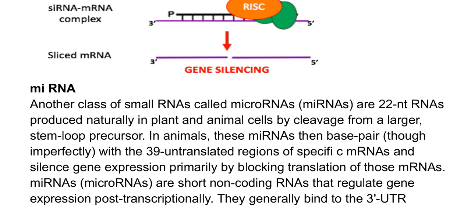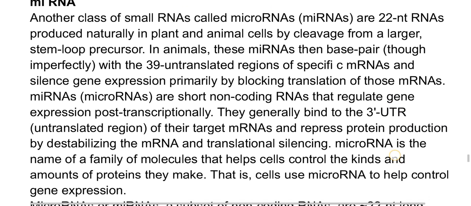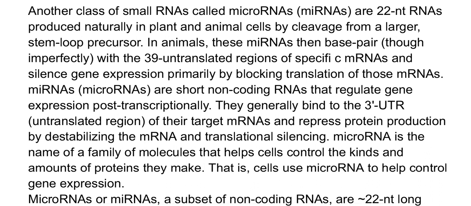Then miRNA. Another class of small RNA called microRNAs are about 22 nucleotides long, produced naturally in plant and animal cells by cleavage from a larger stem loop precursor. In animals, these miRNAs base pair, though imperfectly, with the 3' untranslated regions of specific mRNAs and silence gene expression primarily by blocking translation of those mRNAs. miRNAs are short non-coding RNAs that regulate gene expression post-transcriptionally.